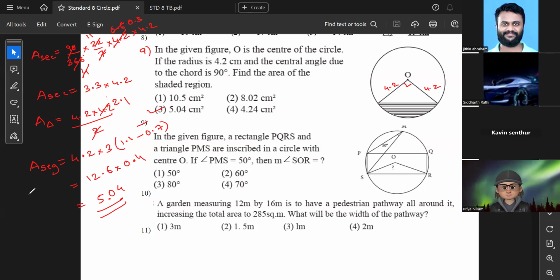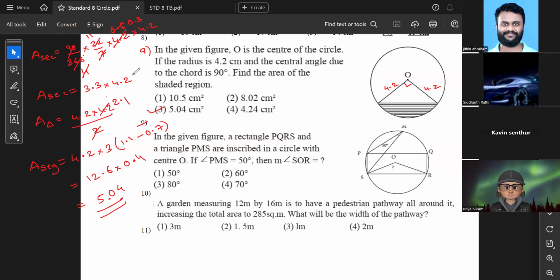The ninth one. Okay. The ninth problem, we had actually solved a similar problem before also. We have to find the area of the segment. That is nothing but area of the sector minus area of the triangle. So I found the area of the sector over here. That is theta divided by 360 multiplied by pi r square. That comes around 3.3 into 4.2. And area of triangle is half into base into height. That gives me 4.2 into 2.1.